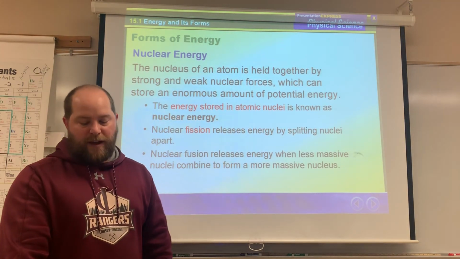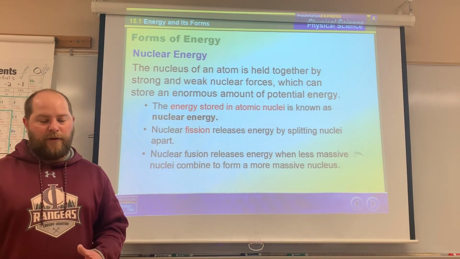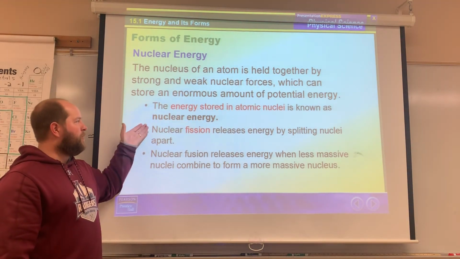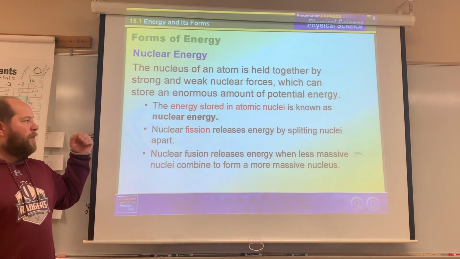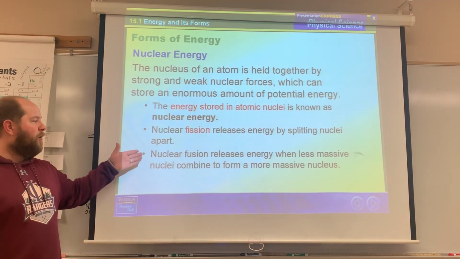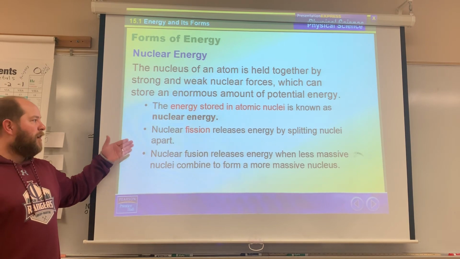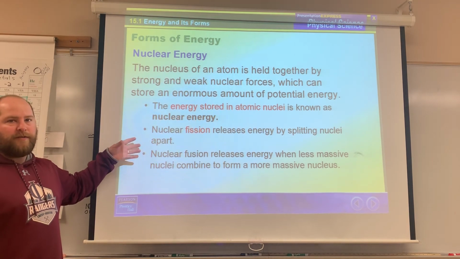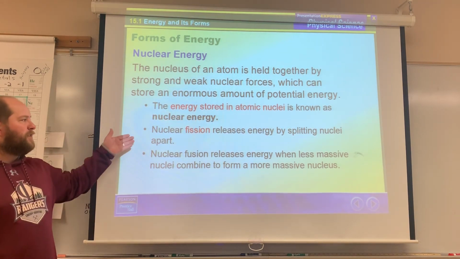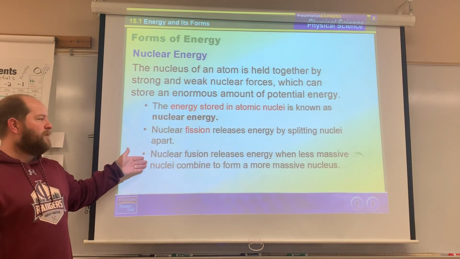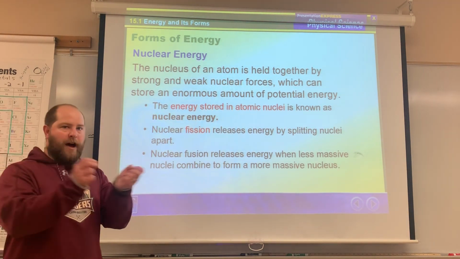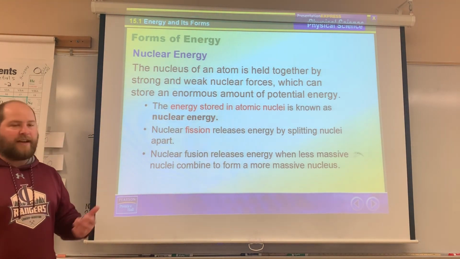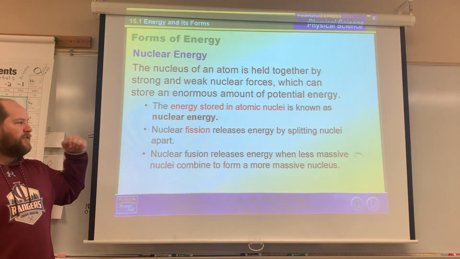So let's kind of keep working here. The last form of energy we're going to talk about is nuclear energy. Inside of a nucleus, we have energy stored. It's available to do the work. We call that nuclear energy. We could have nuclear fission, or we could have nuclear fusion. Nuclear fission basically releases energy by splitting the nuclei apart. So if you have two nuclei, they split apart, they're going to release energy. Or we could have nuclear fusion, where these nuclei are going to combine, and that's going to give us a more massive nucleus, which is actually going to then release energy. So both of these release energy to the system.